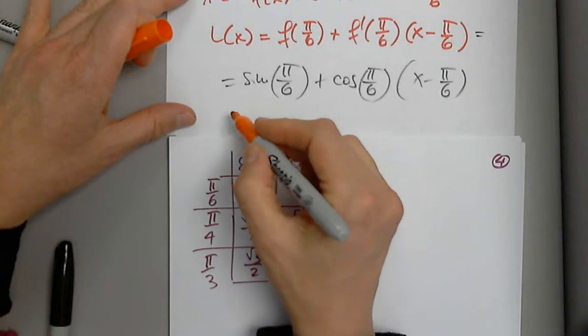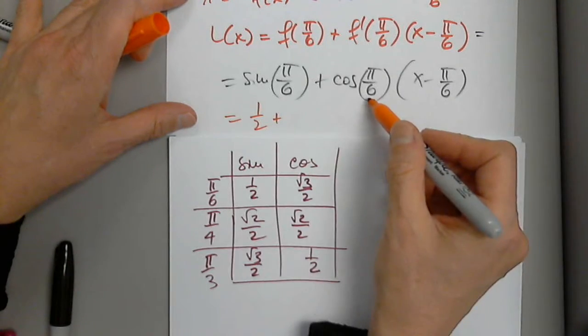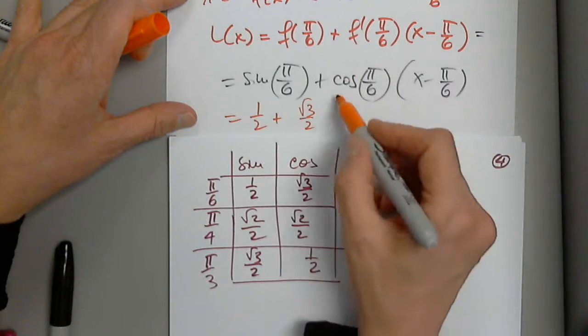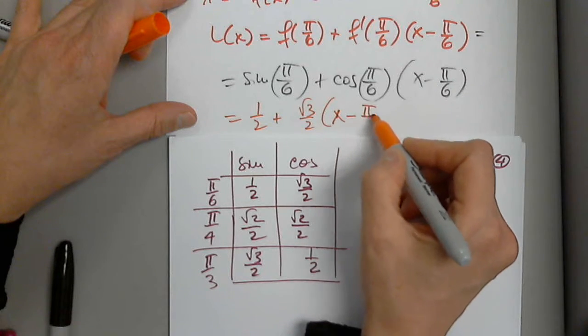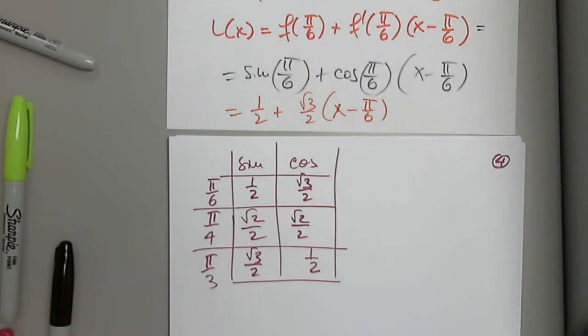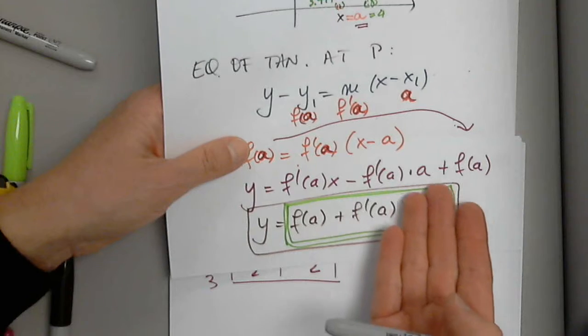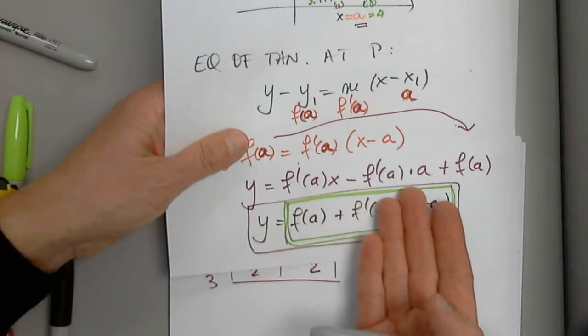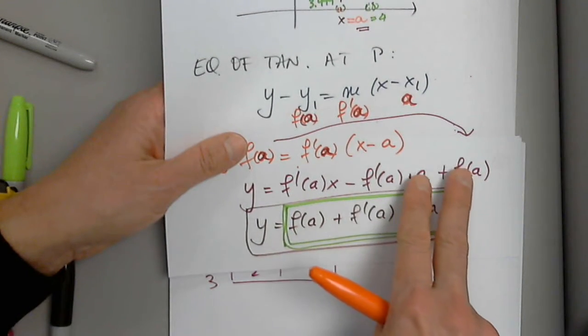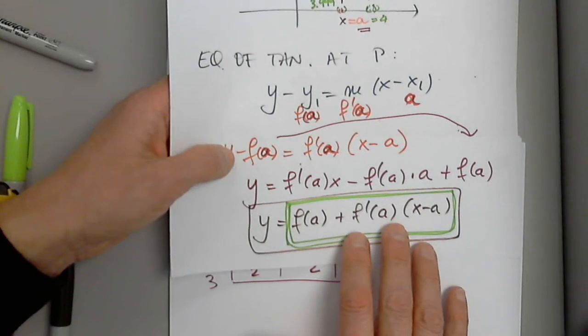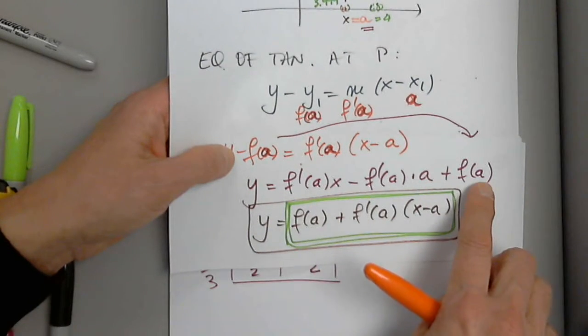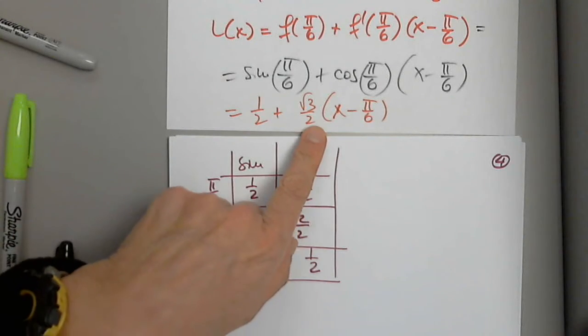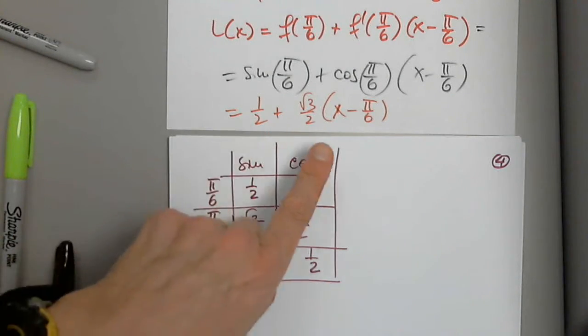So then sine pi over 6 is 1/2. Cosine pi over 6 is the square root of 3 over 2. And then x minus pi over 6. So unfortunately, we have to distribute. This is the form in which we have to present it finally after we combine like terms. This is the nicer form to remember, but this is what we really want at the end. So then I will have to distribute the square root of 3 over 2 and then add 1/2 to the whole thing.